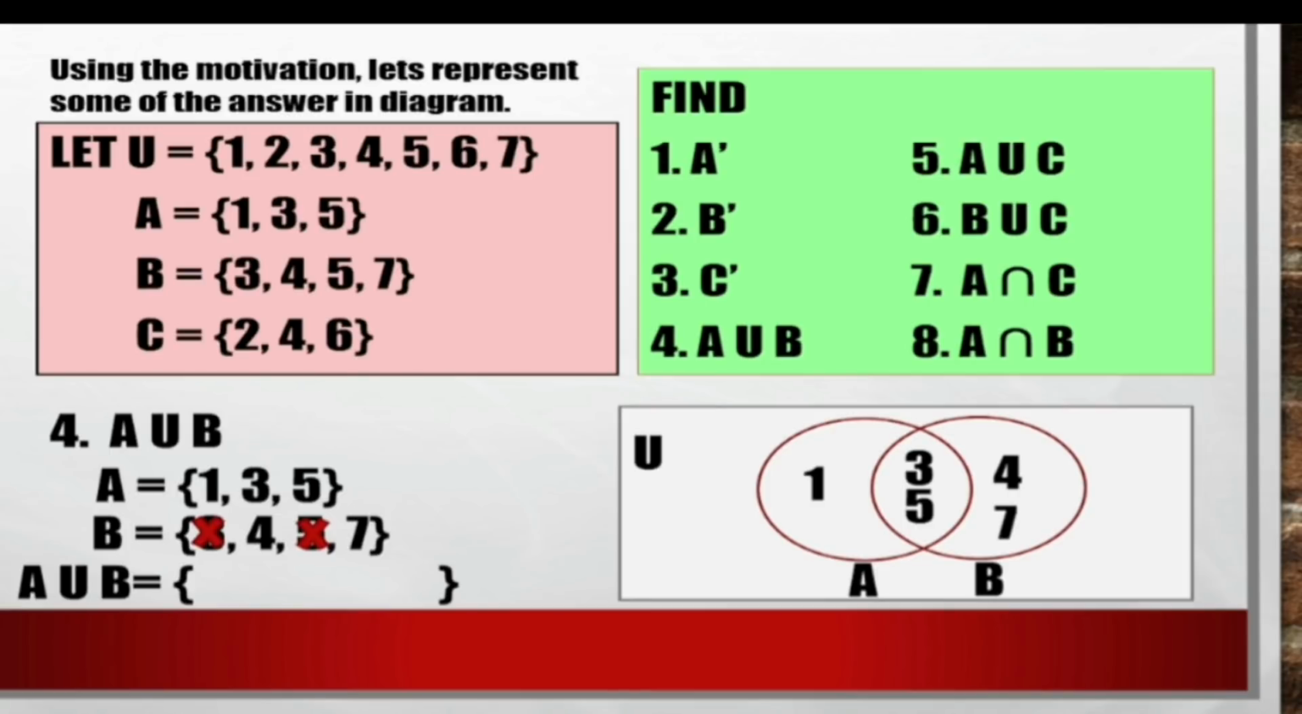If we're going to get A union B, just like what I've said, we're going to get all the elements both in A and B. So that is 1, 3, 4, 5, and 7. So that's how you represent A union B. Take note that 2 and 6 are not included in our answer, since 2 and 6 are not in the elements of A and B.